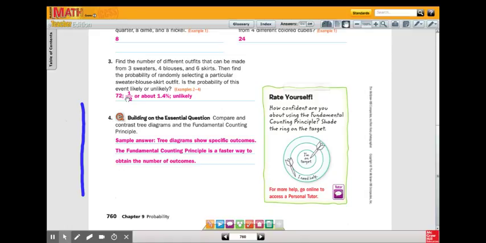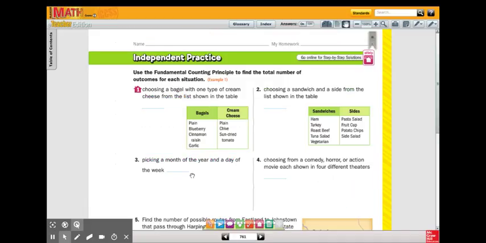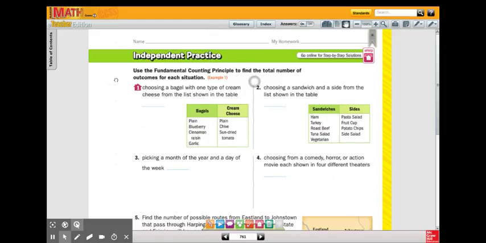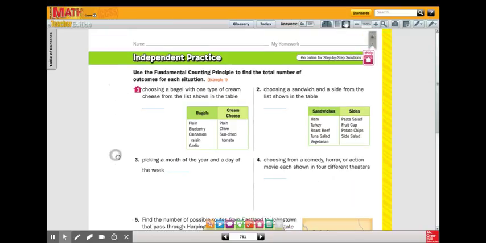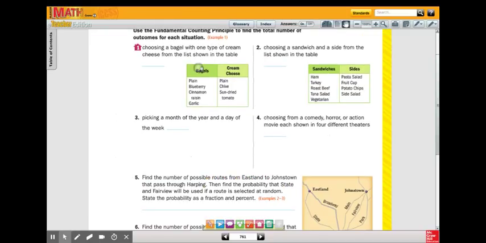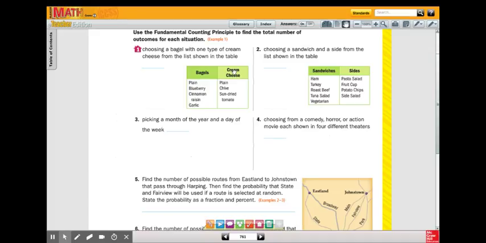Okay. And then this is interesting because it does say, tree diagrams show specific outcomes. Fundamental counting principle is a faster way to obtain the number of outcomes. All right, let's take a look and get you started. So we're going to do 1, 2, 3, and 4. These are just using fundamental counting principle to find out total number of outcomes for each one. So you just have to see, how many bagels, how many cream cheese, multiply. Same thing for 2, 3, and 4.